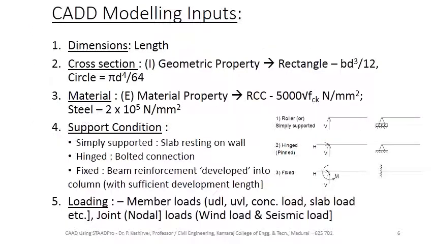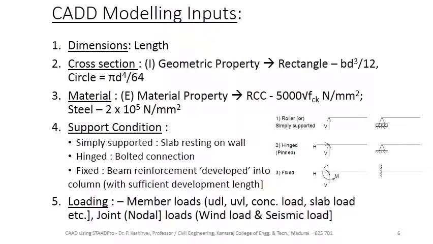Looking elaborately at the CAD modeling inputs, which is the pre-processing stage, the first step includes the dimension, where the length of the members are given, nodes are given as input, and members are drawn between the nodes to get the length. The second step is giving the cross section, where the dimensions of the cross section are given, and the software finds the moment of inertia, which is the geometric property. For a rectangle it is b d cubed by 12, and for a circle it is pi d power 4 by 64.